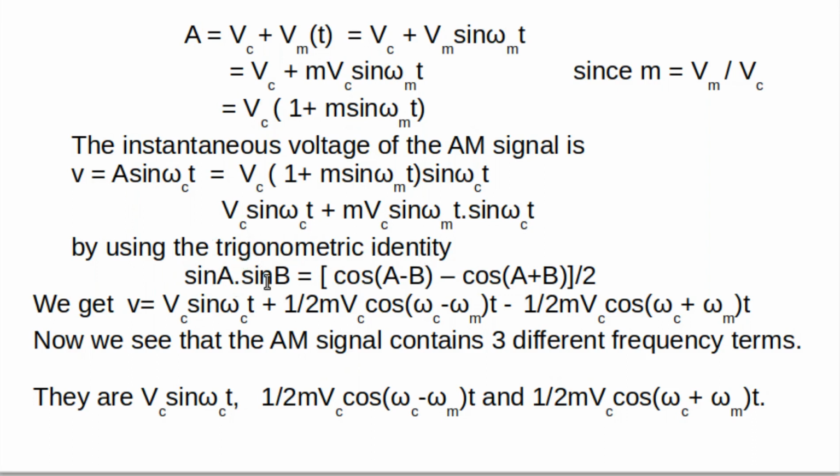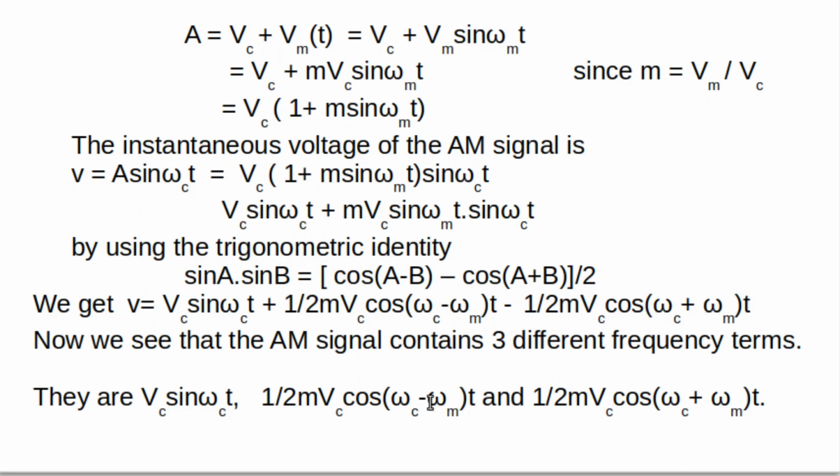Sin A into sin B is equal to cos of A minus B minus cos of A plus B, whole divided by 2. So using this trigonometric equation, we will expand this equation for the AM signal, like V equal to Vc sin omega ct plus this term, now expanded with the help of this equation. So it is 1 by 2 m Vc cos of omega c minus omega m t minus 1 by 2 m Vc cos of omega c plus omega m t.